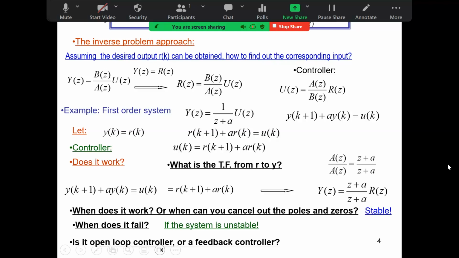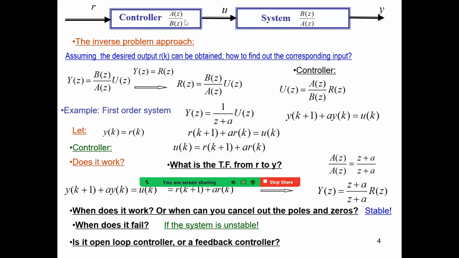Okay, let's look at this controller. Easily you can answer this question. Is it open loop control or feedback control? Of course, open loop, right? Look at this one. Your input does not depend upon the output at all. You don't have to observe or get information from the output. And this can also be checked from the time domain expression of how to compute the input. The input only depends upon R, and does not depend upon the output.